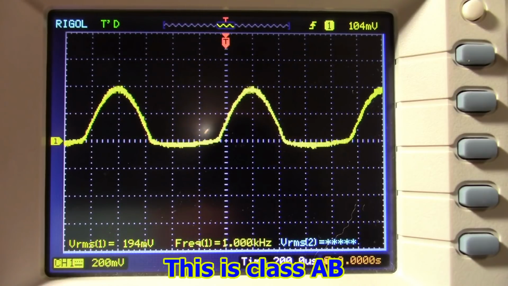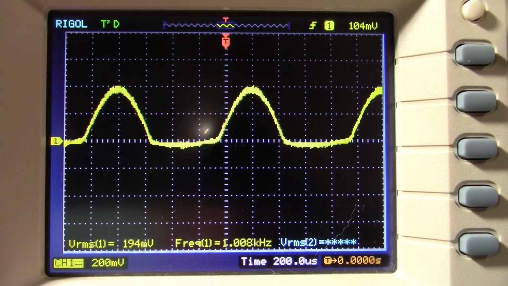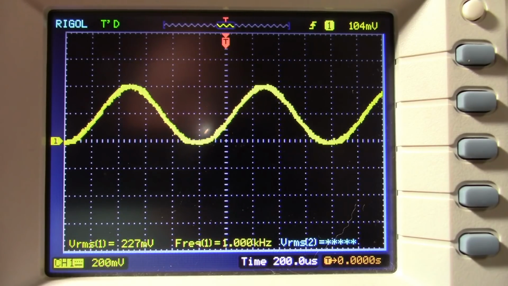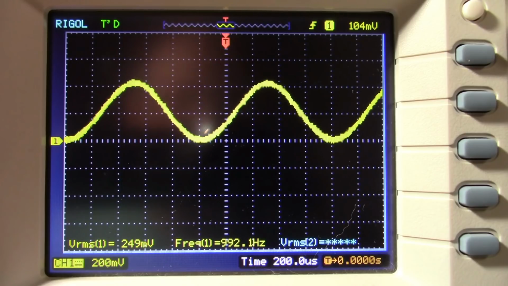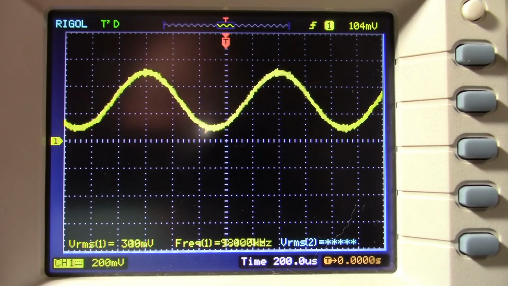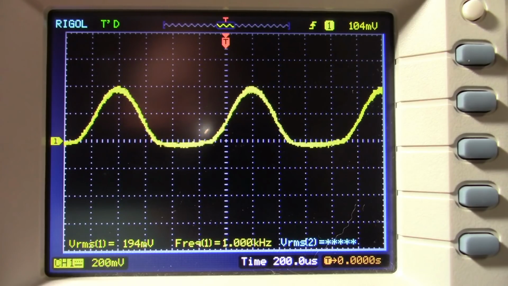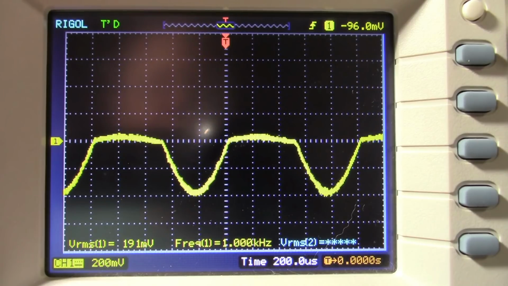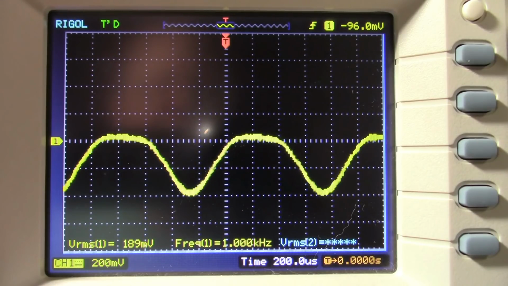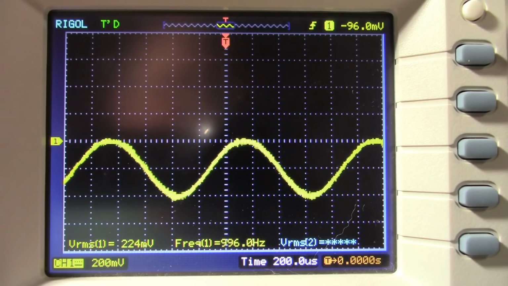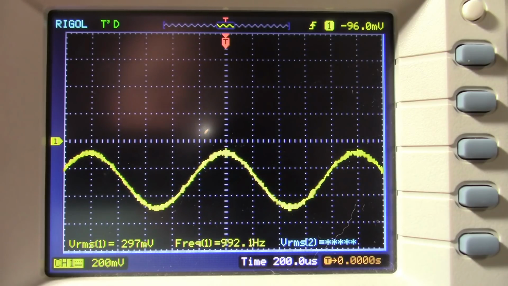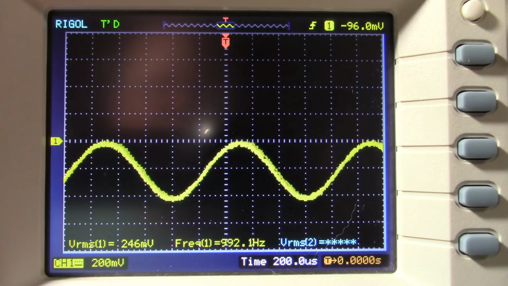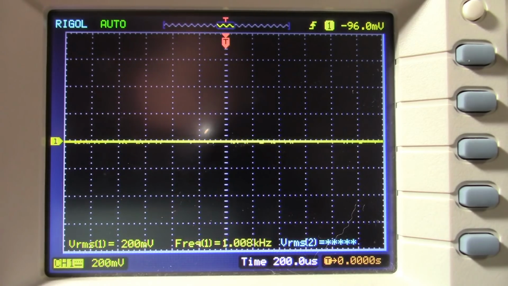Okay, let's see what happens when I fiddle with the bias here. I'm turning the bias up, and now that upper transistor is handling the full waveform. If I turn the bias down, it's handling less and less of it. Now here's the negative side, and as I turn the bias up, you can see now it's handling the full waveform. We went off the trigger point there, but you can see what's going on.